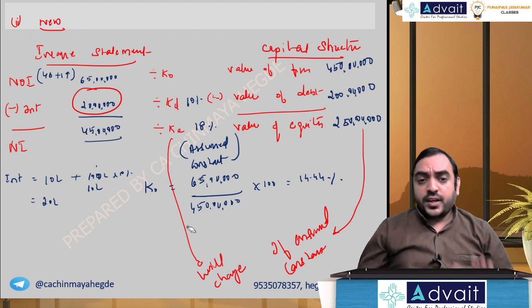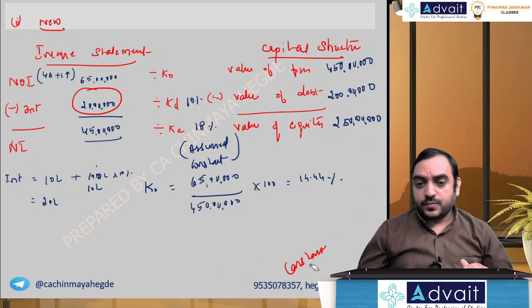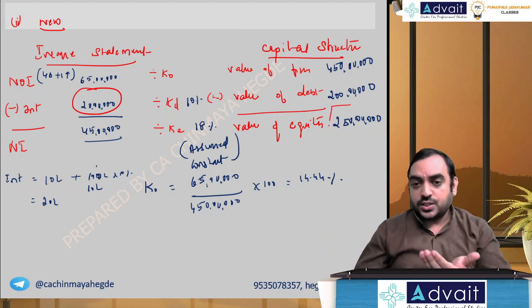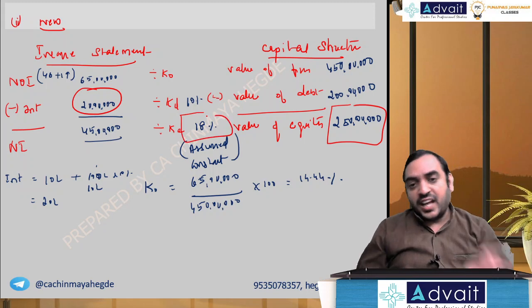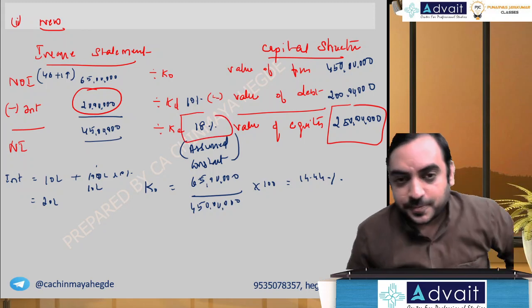Anyway, hope you got the point. We are assuming cost of equity remaining same. Therefore, value of equity changed. You can also assume value of equity remaining same. In that case, cost of equity will change.